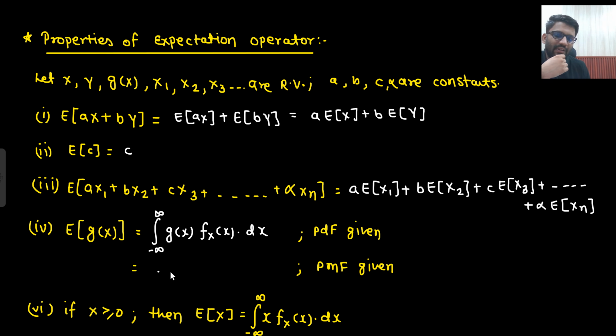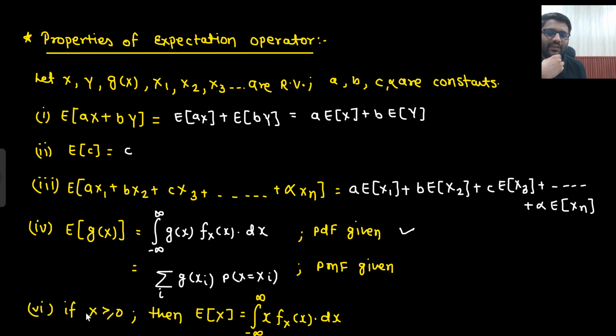And if the PMF is given, then similar thing: g of xi, probability of the random variable taking value x equals xi, and you will do all the addition. Just integration is replaced with summation, nothing else. Although it will be used only, this will not be used anywhere. Wherever it is used, we can solve the problems. No need to worry about that.